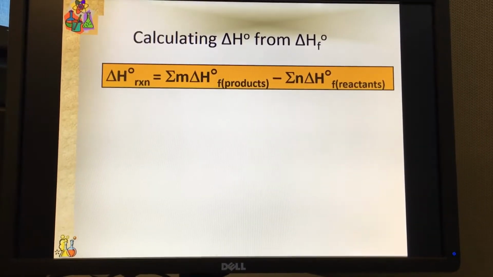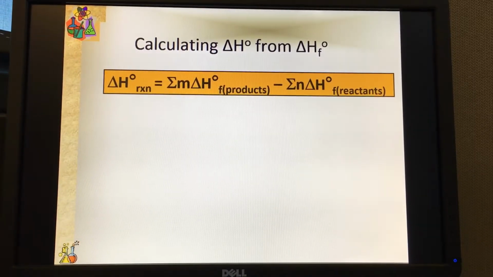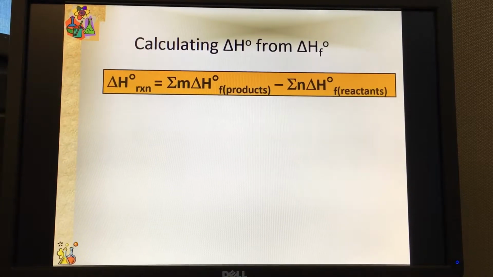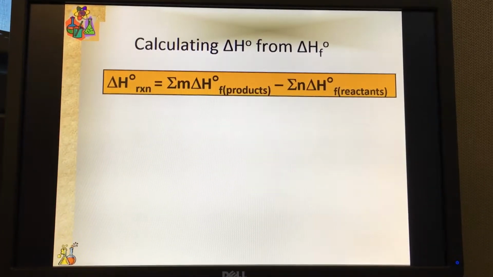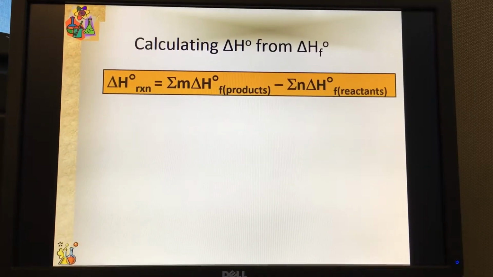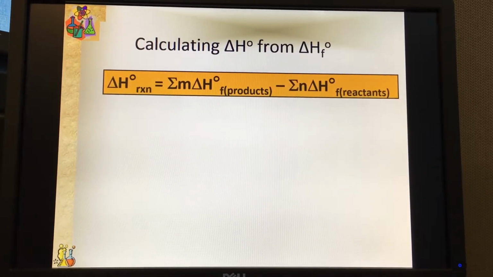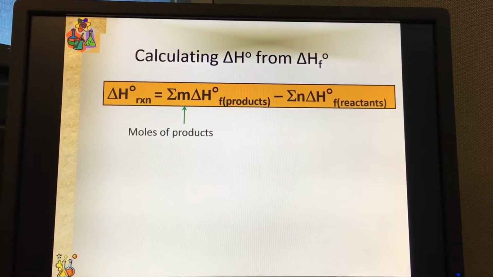Mathematically, using enthalpies of formation to find enthalpy of a whole reaction looks like this, where the enthalpy of our whole reaction is equal to the sum of all of our enthalpy of formation of the products minus the enthalpy of the reactants. And we're breaking down our reactants, which is why it's a negative symbol, into their pure elements, and then combining them together to make products. M and N are the moles of our reactants and our products.